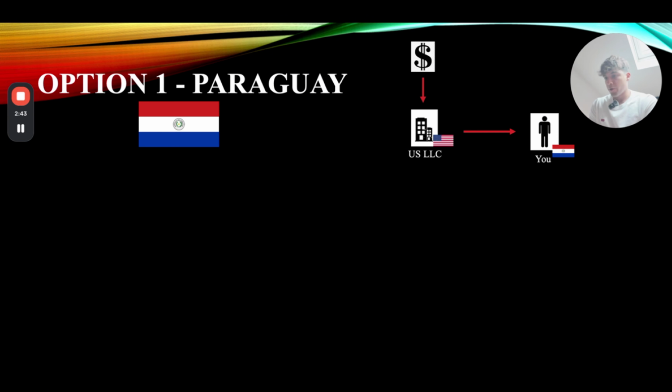You've probably heard a lot about Paraguay. This is how it works. So again, you have the LLC. The LLC pays no tax because it's a pass-through entity. The LLC does not tax you. All the profits flow straight down to you. But because these profits are not sourced from Paraguay, you also pay 0% tax. This is like the dream, right? You can travel the world, pay 0% tax.